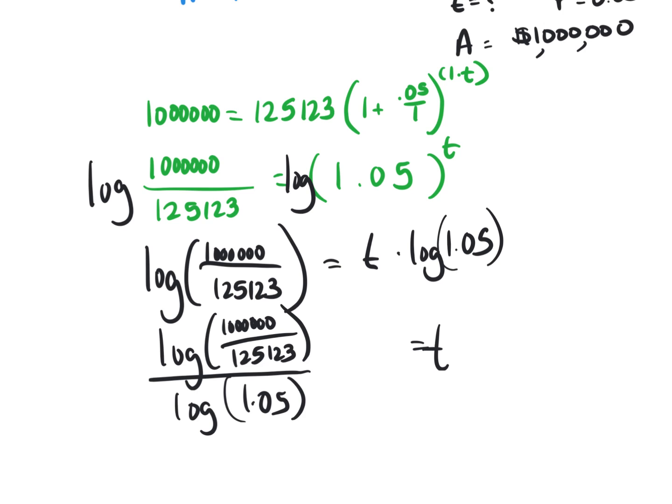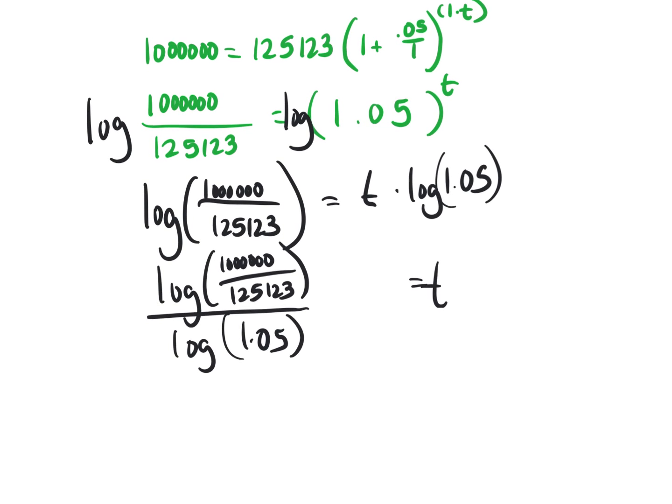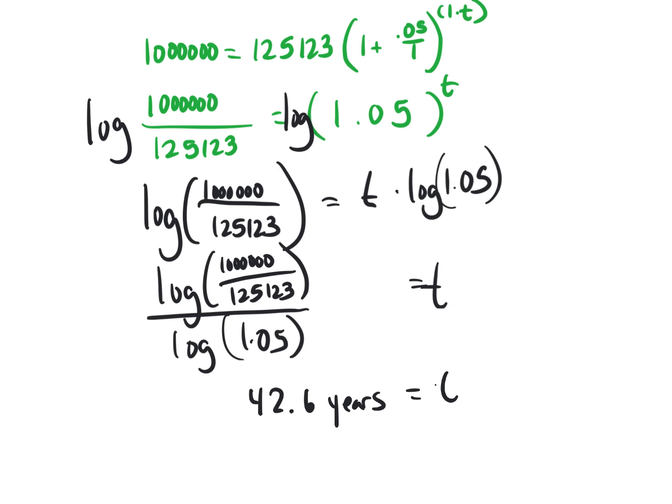So since it's annual, there's not a lot of tricks to this problem. So with this 5% raise, if I put this in the calculator, I am getting about 42.6 years. So their salary will increase from $125,000, which is a lot of money, to $1 million in 43 years. They just got to stick it out for 43 years, and they'll make $1 million.